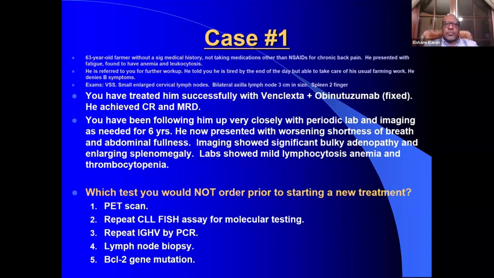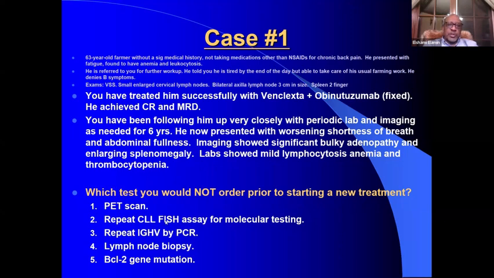Good. Yes, right. So we don't repeat IGHV. We said it's a one-time deal. So why do we do a lymph node biopsy? To rule out Richter syndrome. Whenever there is progressive lymphadenopathy, we need to do a lymph node biopsy to rule out diffuse large cell lymphoma. That's Richter syndrome. We do a PET scan, of course, for staging.